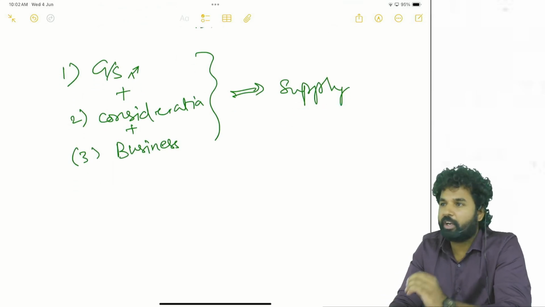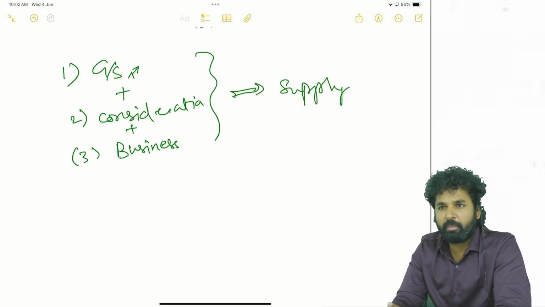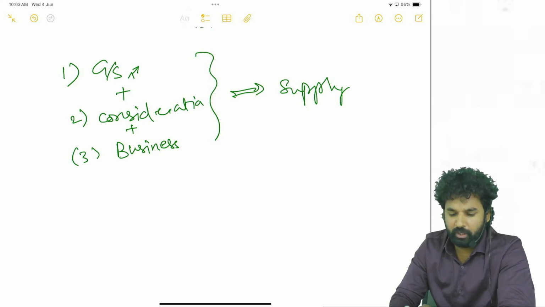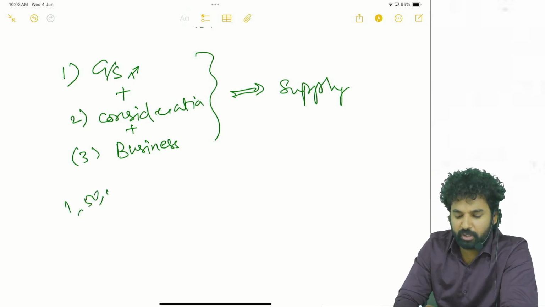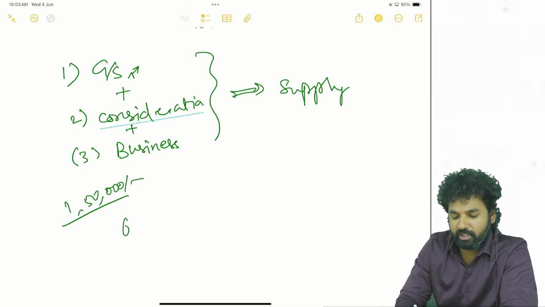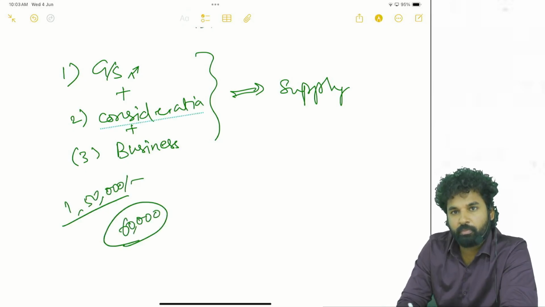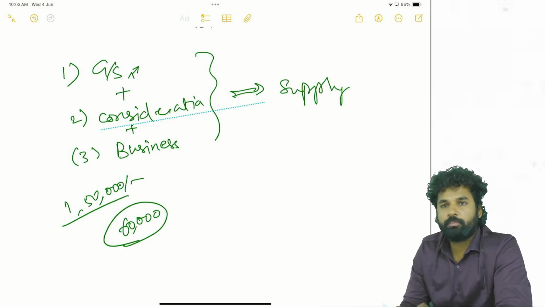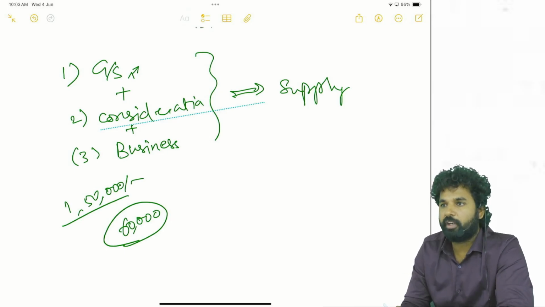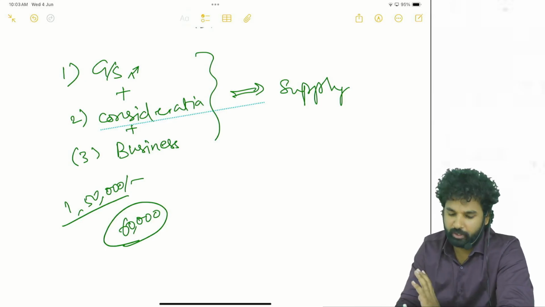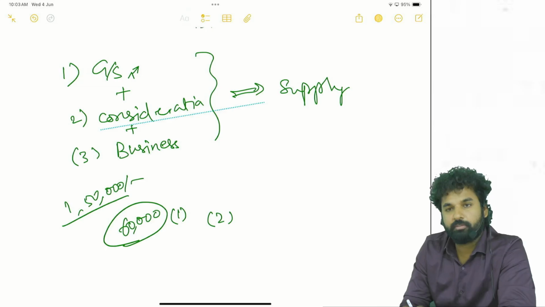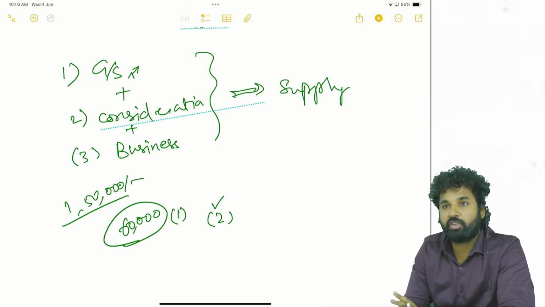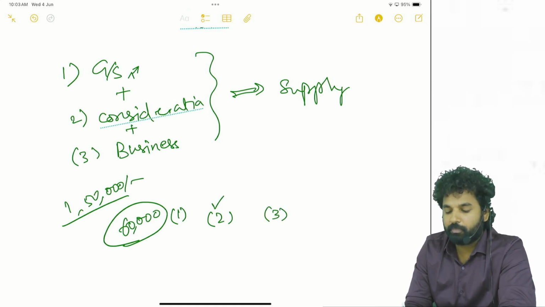Let's say we have an old bike. We wanted to change our bike, that's why we are selling it. Let's say 1,50,000 is the cost of the bike, and now we are selling it for 60,000 rupees. A bike is a good, a movable property. There is a consideration, so the second condition is also satisfied, 60,000. Third point, is business there?